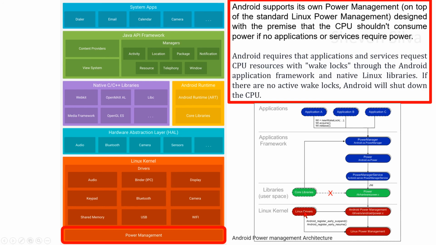And here, this is the partner specific blocks. You can see Linux drivers and the Linux android_register_early_suspend function, and the android_register_early_resume function go through the Linux power management, and from there it connects with the Linux power management here also for the power.c function. And here core libraries might connect to the power manager here.